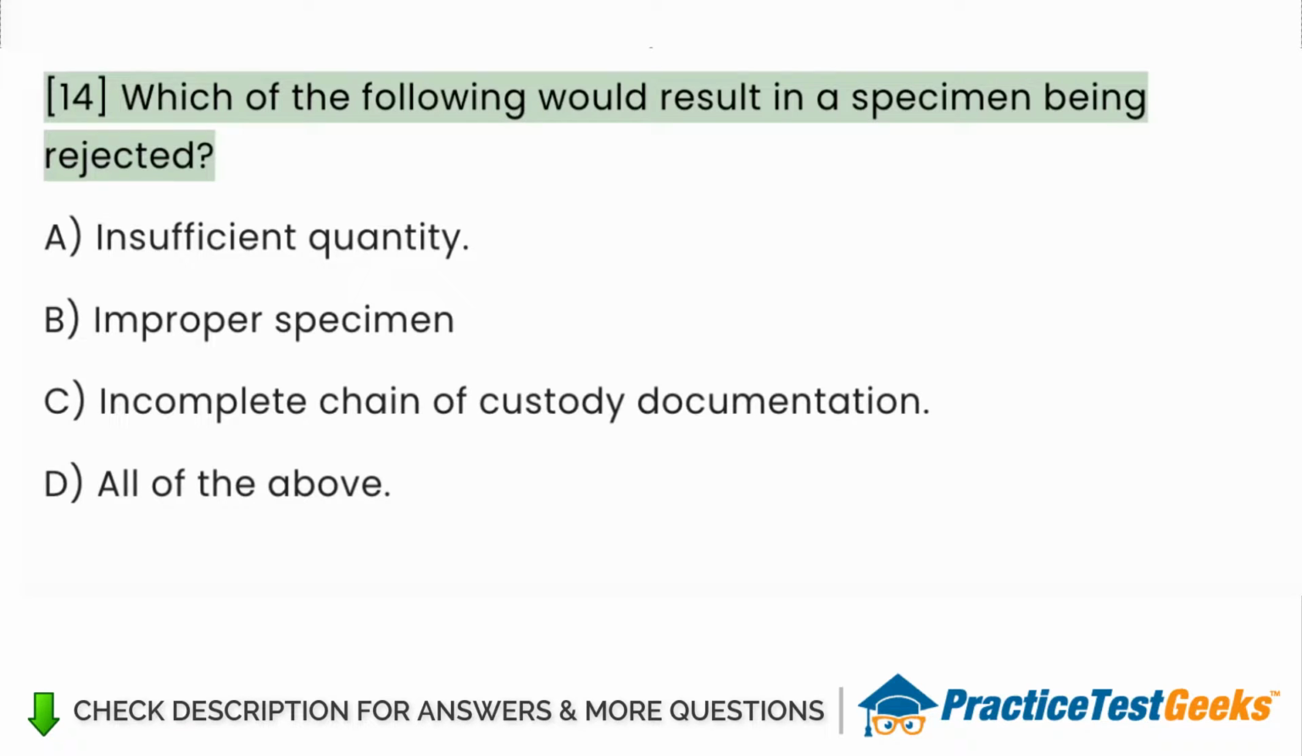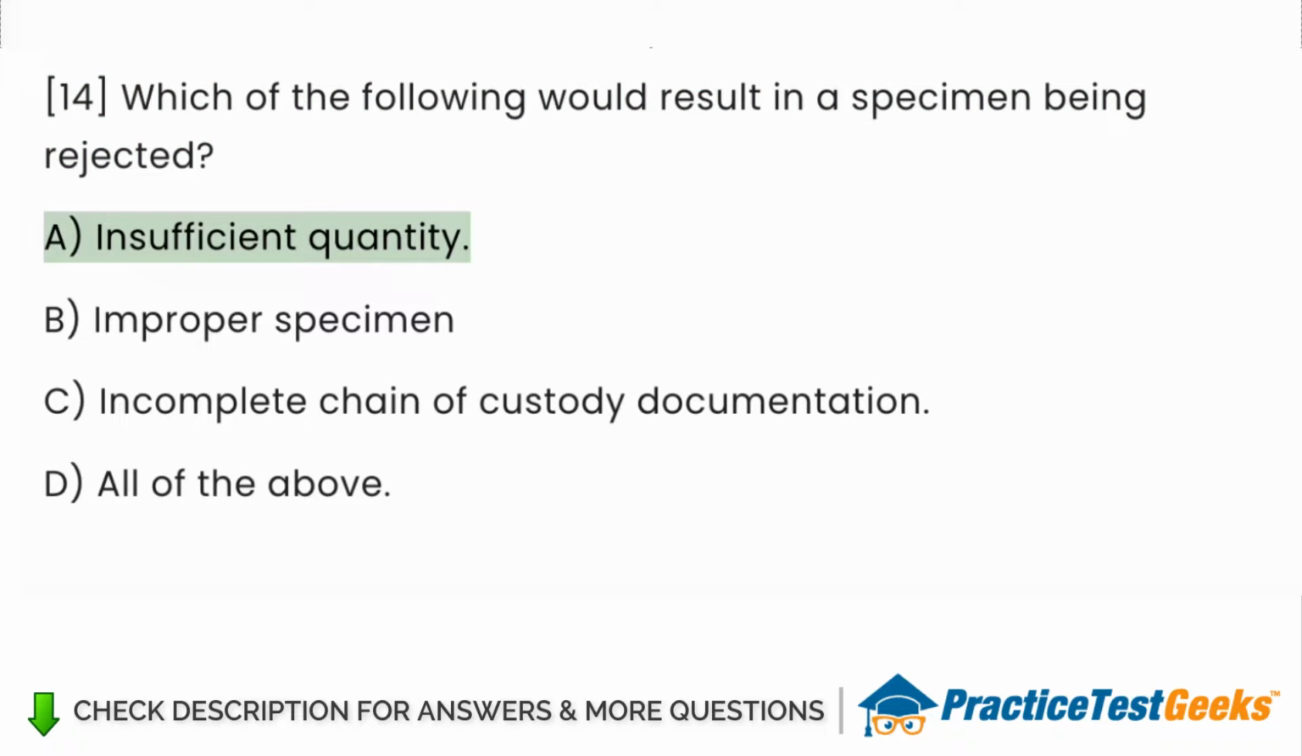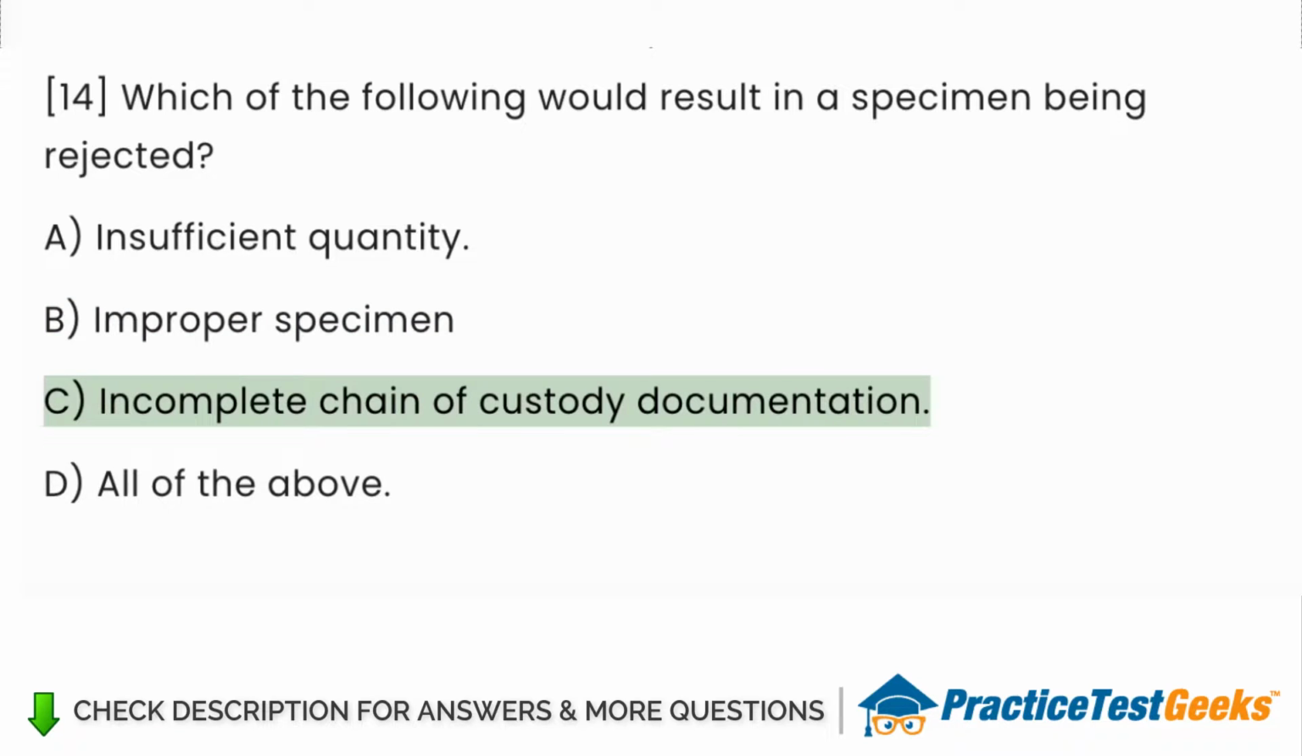Which of the following would result in a specimen being rejected? A. Insufficient quantity. B. Improper specimen. C. Incomplete chain of custody documentation. D. All of the above.